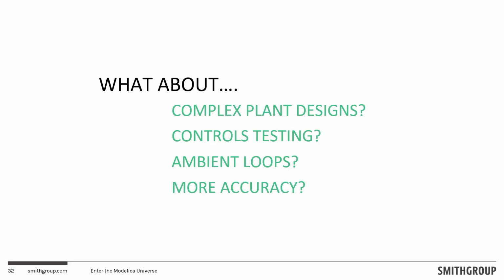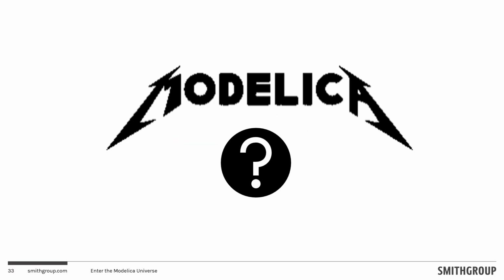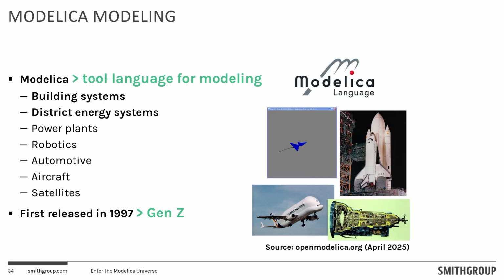Oh, it didn't work. And then you might ask, so what about complex plant designs? What about controls testing? What about this ambient loop thing that we're hearing about? If you aggregate loads and do detailed modeling, that's a certain style of analysis. But what if you want more accuracy? So this is where we enter the Modelica universe. Brian's going to probably have a different take on this, but this is our take.